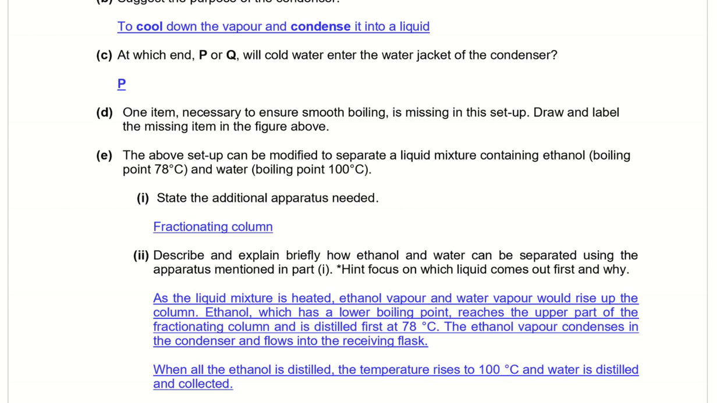So let's briefly describe and explain the process. As the liquid mixture is heated, ethanol vapor and water vapor will rise up the column. Ethanol, which has a lower boiling point, will reach the upper part of the fractionating column and is distilled first at 78 degrees Celsius. And the ethanol vapor will condense in the condenser and flow into the receiving flask. When all the ethanol is distilled, the temperature rises to 100 degrees Celsius and the water is distilled and collected.